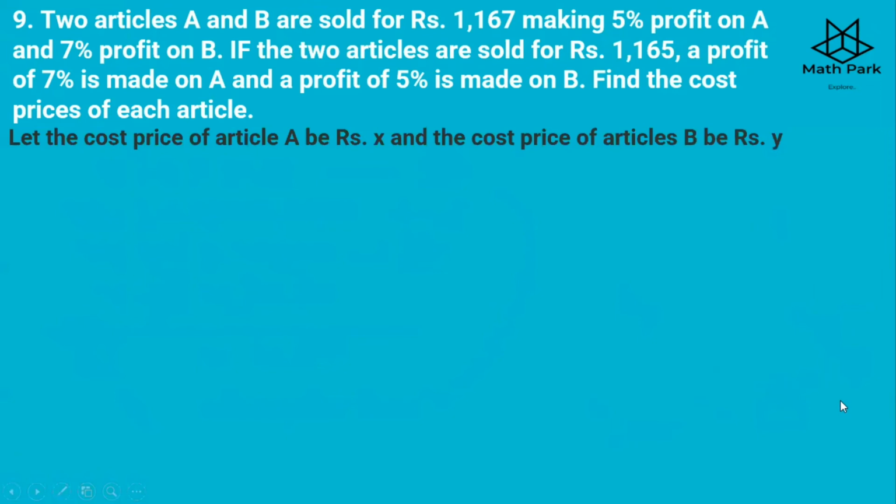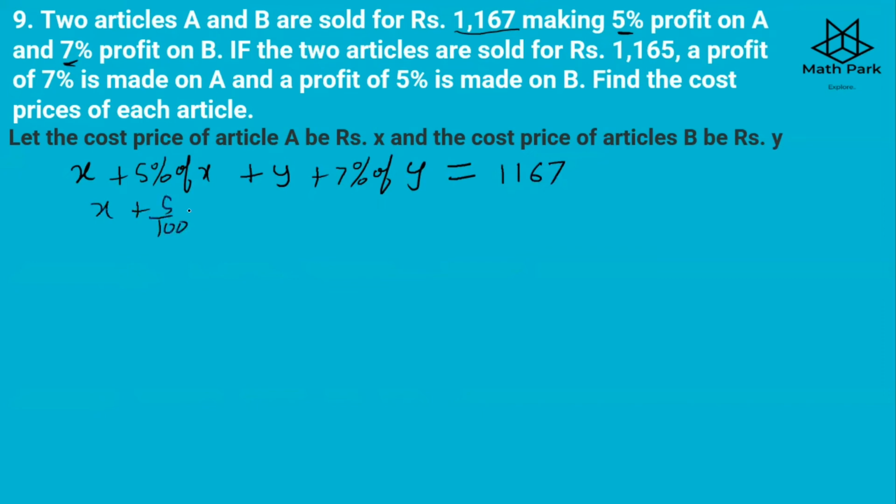So let us take the cost price of article A to be X and the cost price of article B to be Y. The cost price is X, and the profit made on A is 5%, so plus 5% of X. This is the selling price of article A. For article B, the cost price is Y and the profit made is 7%, so plus 7% of Y, and the total selling price is 1,167 rupees. 5% of X means 5 upon 100 X, plus Y plus 7 upon 100 Y, is equal to 1,167.